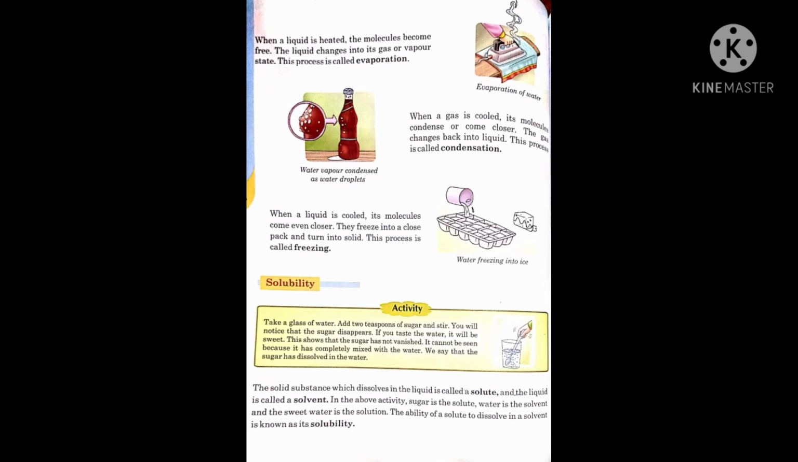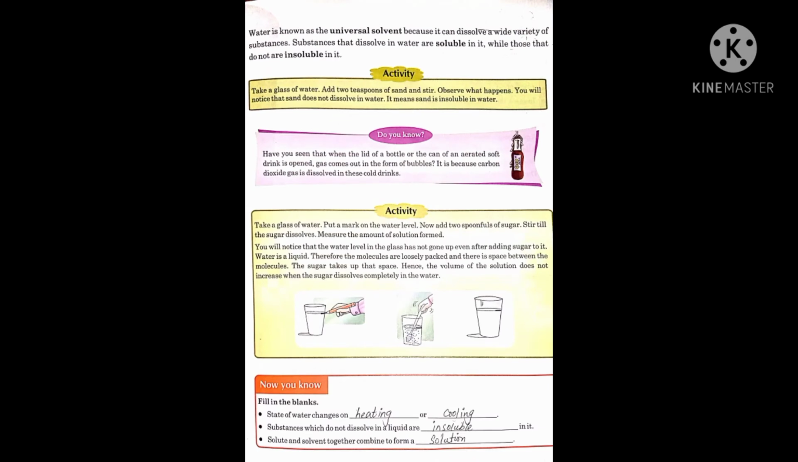Now let's start reading. The solid substance which dissolves in the liquid is called a solute, and the liquid is called a solvent. In the above activity, sugar is the solute, water is the solvent, and the sweet water is the solution. The ability of a solute to dissolve in a solvent is known as its solubility. Water is known as the universal solvent because it can dissolve a wide variety of substances. Substances that dissolve in water are soluble in it, while those that do not are insoluble in it.